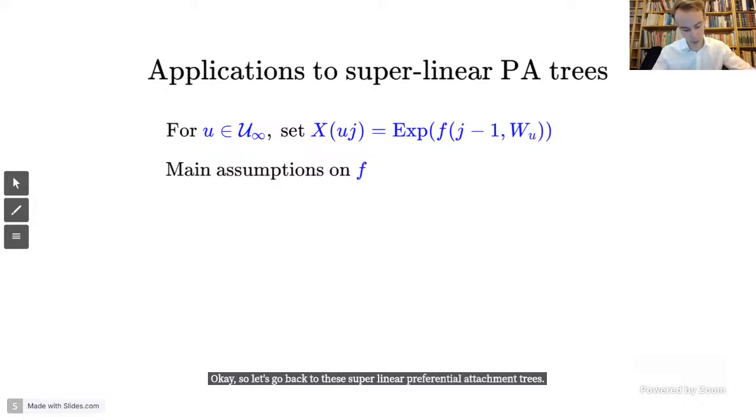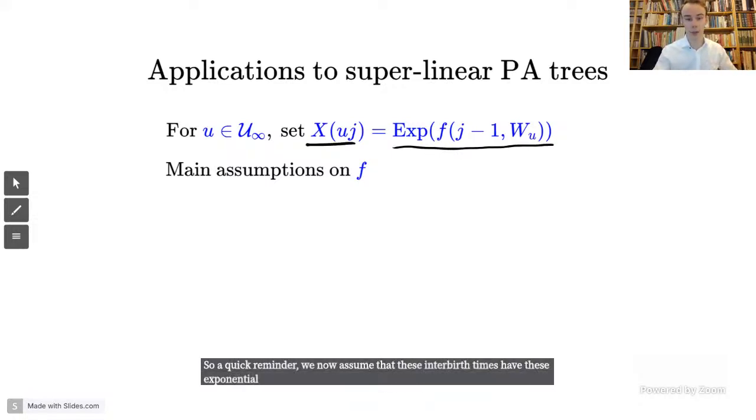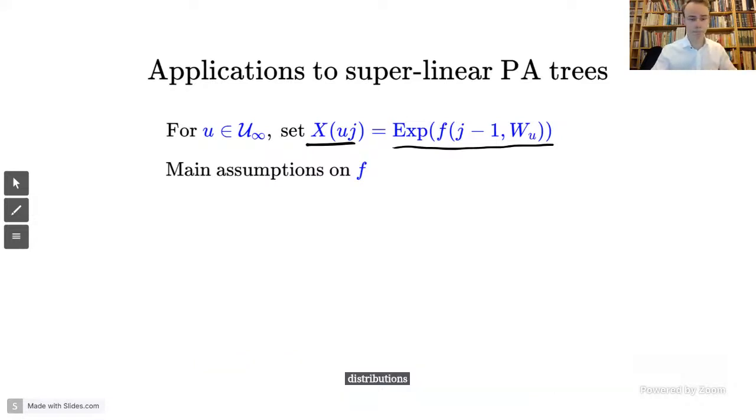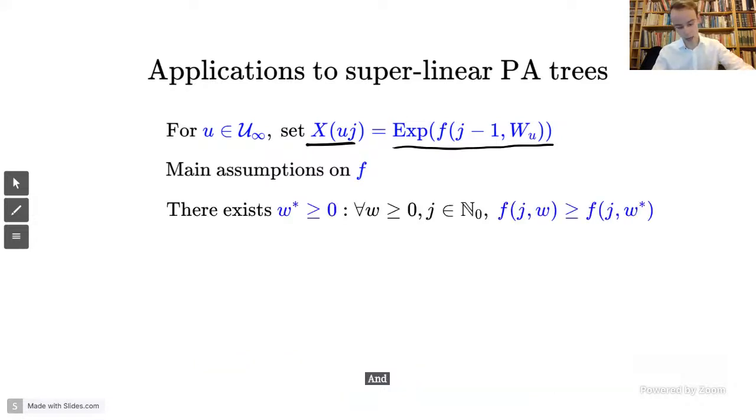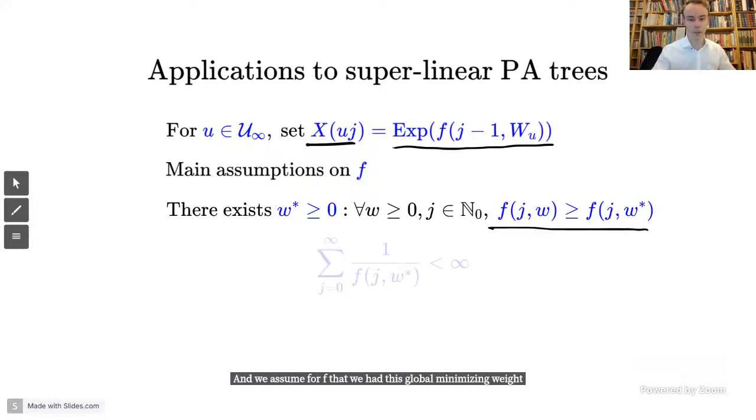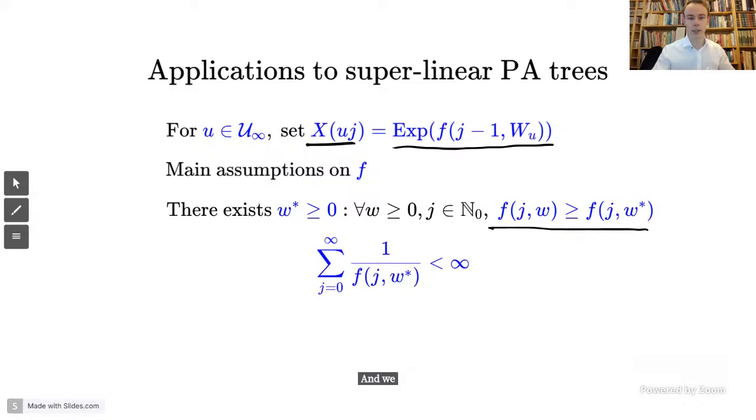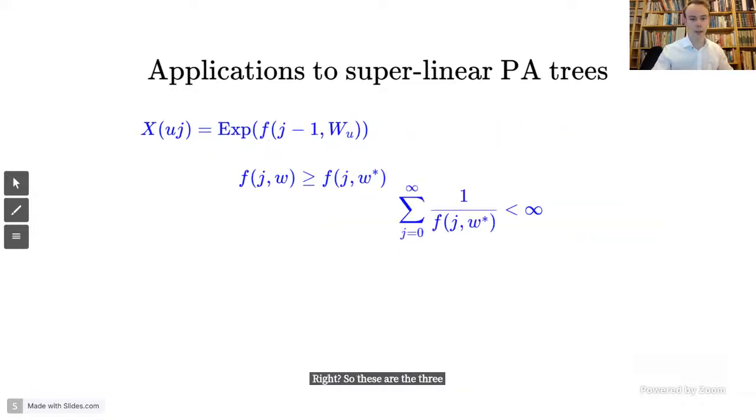Okay, so let's go back to these superlinear preferential attachment trees. So a quick reminder, we now assume that these interbirth times have these exponential distributions, and we assume for F that we had this global minimizing weight W star, and we had this summability condition, right? So these are the three things to keep in mind.